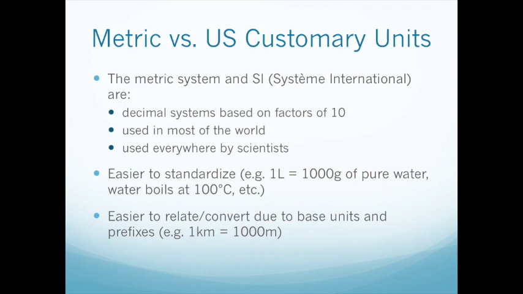So 1 liter is equal to 1,000 milliliters of water, which has a density of 1 gram per milliliter. So it's also equal to 1,000 grams. Water boils at 100 degrees Celsius. It's all very neat. And therefore, it's easier to convert between units because of this.